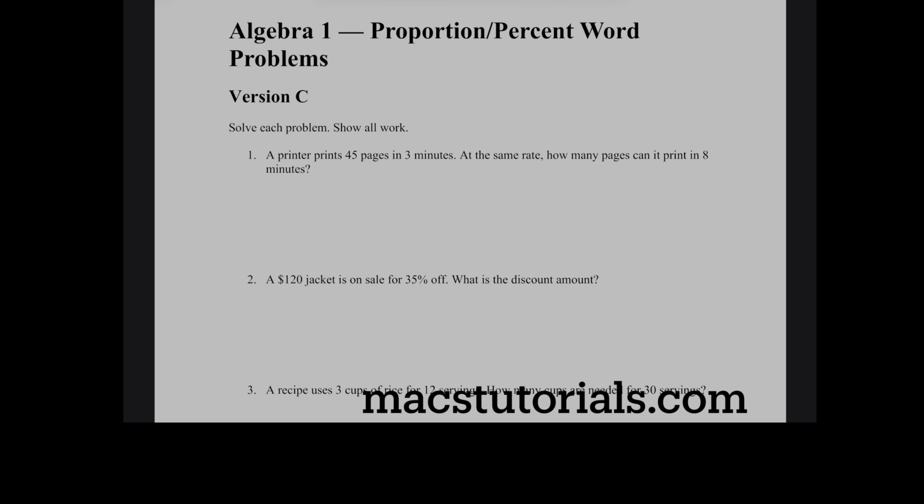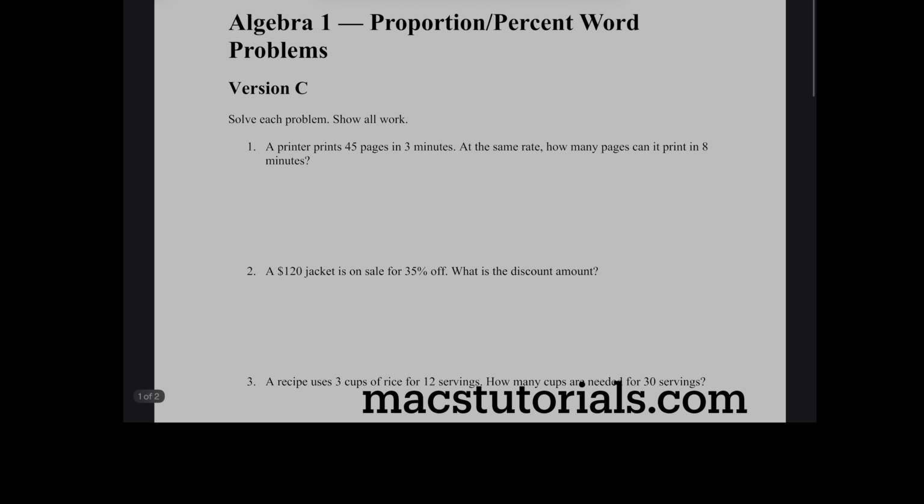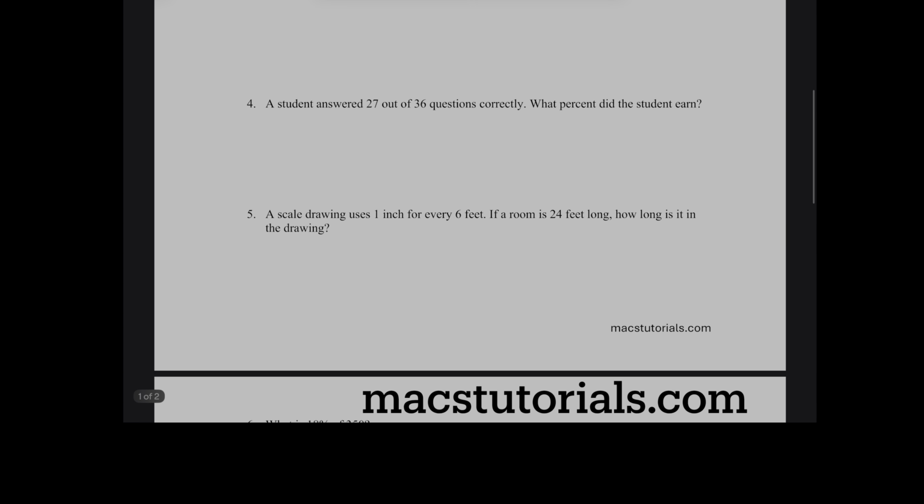A lot of times these are asked as word problems. I know a lot of people don't like word problems, but I'm going to make you feel good about them.